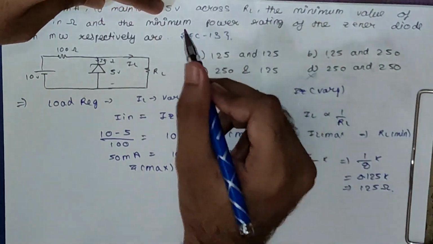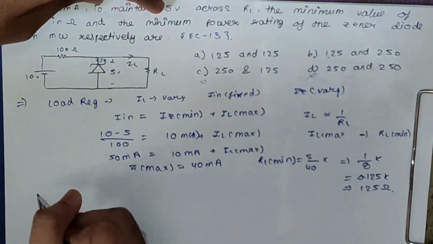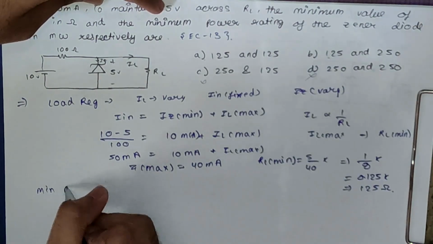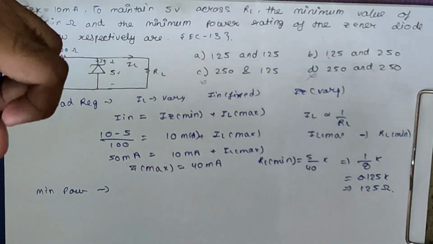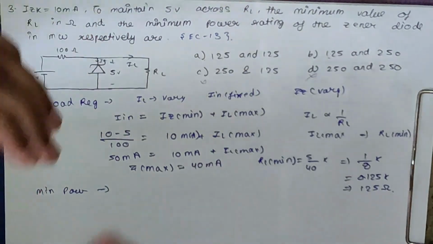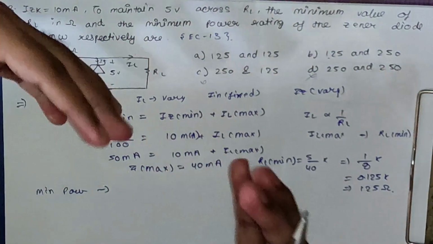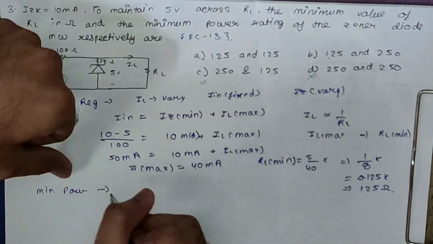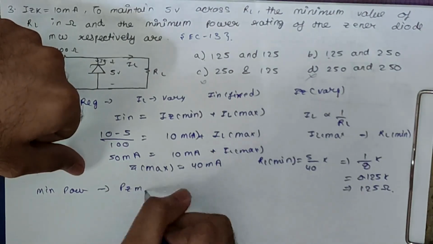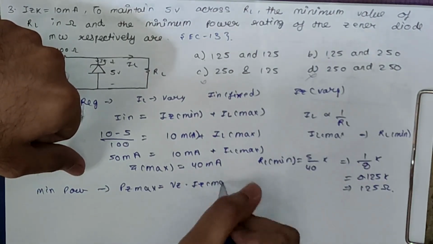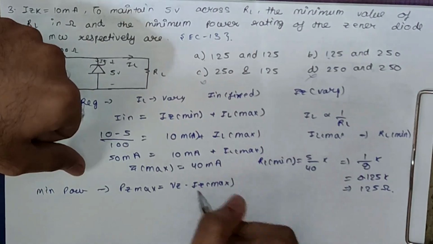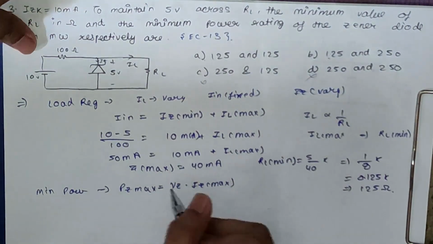Now let's find the minimum power rating of the Zener diode. Here we want a minimum power rating. Minimum power rating is nothing but maximum power dissipation. This is what I have elaborated in my previous video also, so it is better to watch that video too. Minimum power rating is nothing but PZ max, and PZ max will be VZ into IZ max.